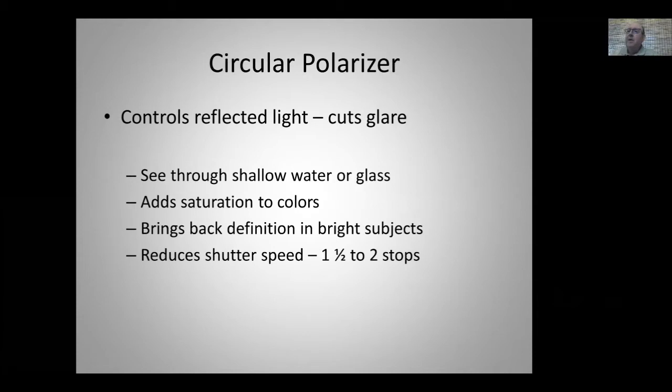It'll bring back definition in your bright subjects, and the price you pay for it is it reduces your shutter speed about 1.5 to 2 stops. So we'll talk a little bit more about that later. That, by the way, isn't all bad. If you're trying to reduce shutter speed for slow water photography, a circular polarizer is a good way to go.